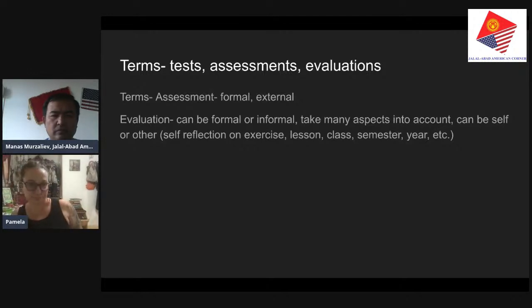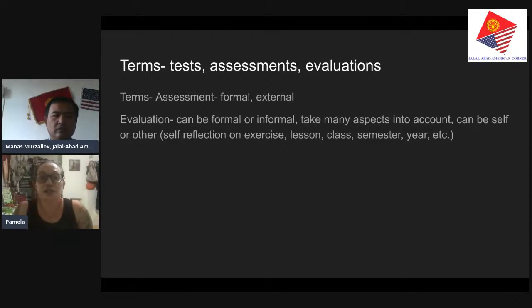So assessment. An assessment is formal and it's external. So it means that it's something that is written up ahead of time. It's standardized. It's when the students know they are taking a test. And external means it's from outside. It's from like a standardized test from the Ministry of Education or from IELTS or TOEFL or any of these entities that are giving tests, that they have a certain standard that they are testing everybody on the same level.